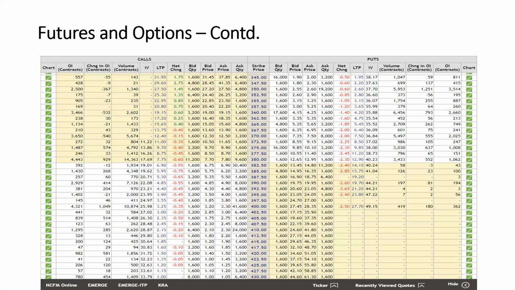Bid quantity, bid, these are the standard things: the number of people who are bidding, who are selling, and what price the person is asking to sell. So these are the two types of products, call option and put option. Both will be available. You can see it.